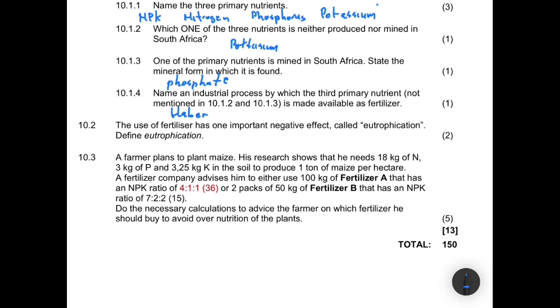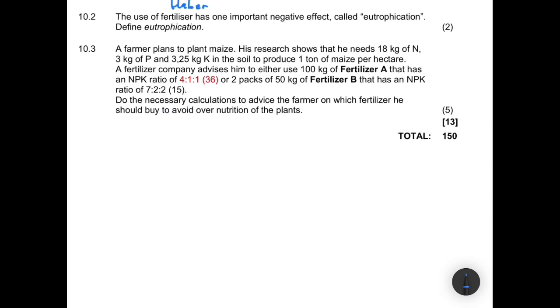resulting in excessive plant growth. And then 10.3, a farmer plans to plant maize. His research shows that he needs 18 kgs of nitrogen, 3 kgs of phosphorus, and 3.25 kgs of potassium in the soil to produce 1 ton of maize per hectare.